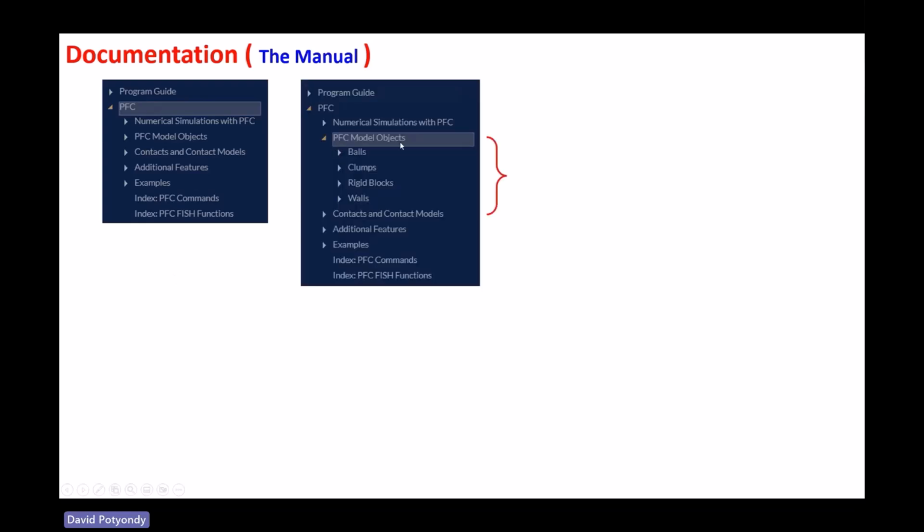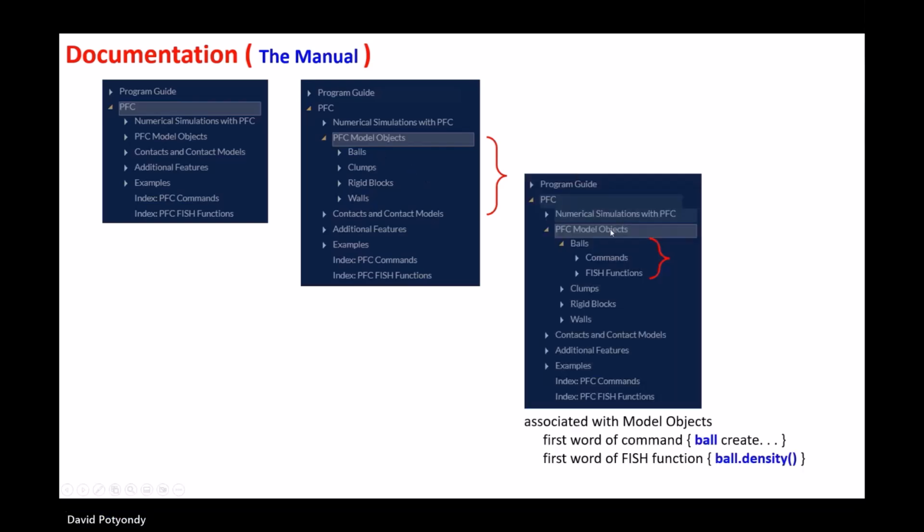So here we go, PFC model objects. Remember, there are just balls, clumps, rigid blocks, walls, and then there are also contacts. They have their own subcategory called contacts and contact models. If we drill into balls, for example, it has commands and FISH functions. It has all these different commands, and it also has FISH functions, which are this embedded language that allows us to access and change data for balls, for example.